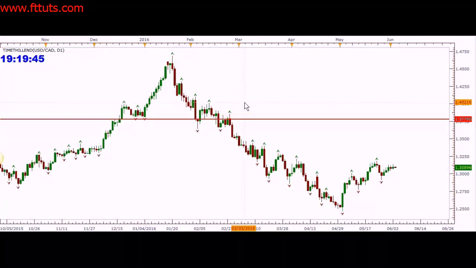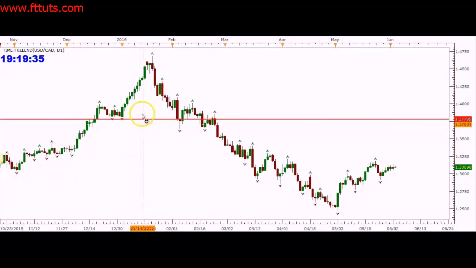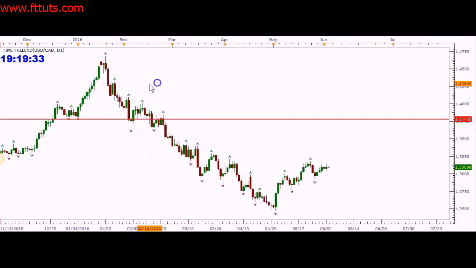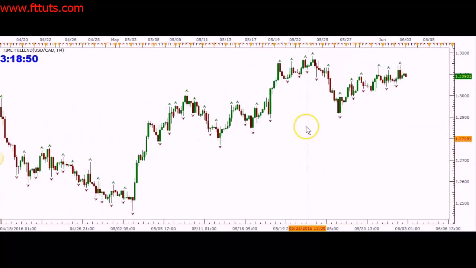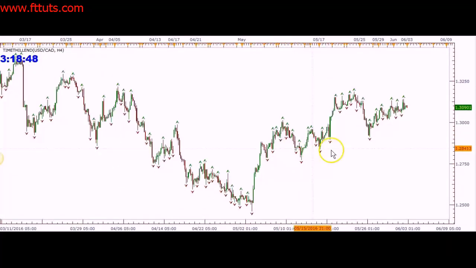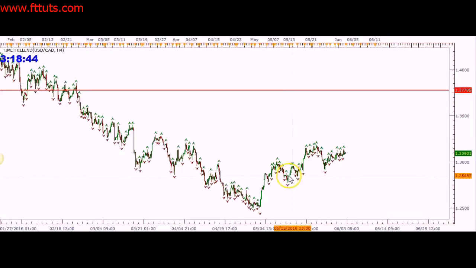So let's look at the time frames again. This is your daily time frame. If you were using the daily as your primary trend, I would be looking at this primary trend here, and then I would use my 4-hour time frame to trade with.